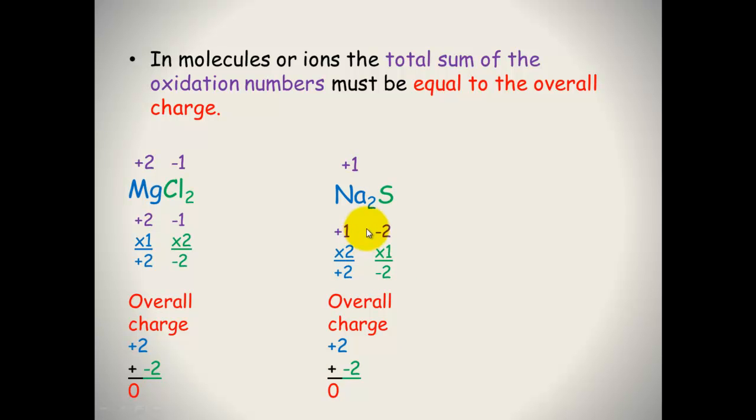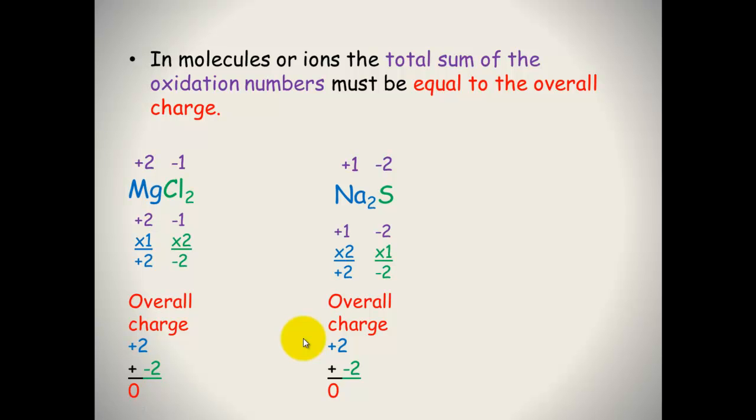Thus, sulfide has to contribute -2. Because there's only one of them, it has to have a -2 oxidation number. So I've got 2 sodiums, 2 times +1 is +2. 1 sulfide is -2. +2 -2 equals an overall charge of 0, an overall oxidation number of 0.